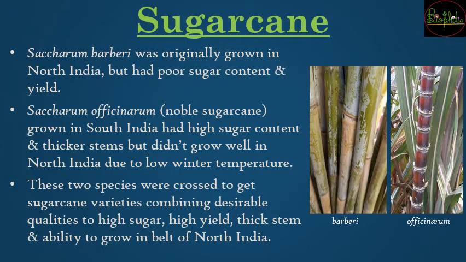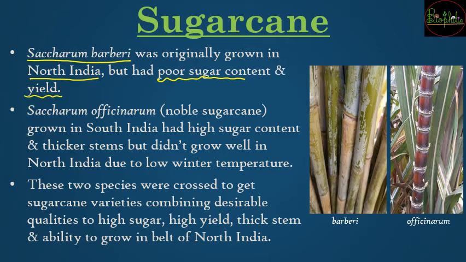Even for the sugarcane ke bare mein you should know that the sugarcane had two particular varieties. Two varieties, or you can say two species, that was first called as Saccharum barberi which was originally grown in North India. North India mein Saccharum barberi ugta tha but Saccharum barberi ka jo qualities the they were low in sugar content. यानी वो ज़्यादा मीठे नहीं होते थे एंड इवन दे कुड नॉट गिव मच मोर यील्ड.